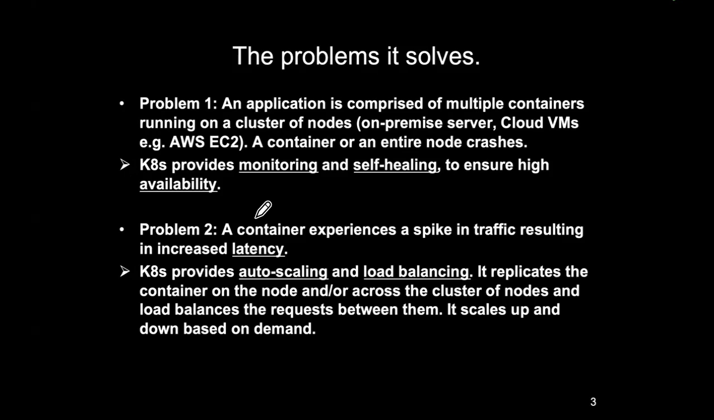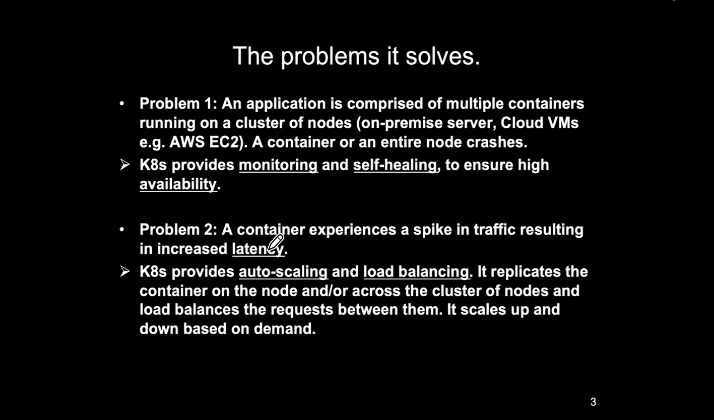Problem number two, we're saying here that a container experiences a spike in traffic. So for whatever reason, there is a large volume of traffic targeting a particular container. A large volume of users are currently using a particular application. So the container or containers that are dealing with those user requests are going to experience performance degradation, and from the user's perspective, they'll experience latency, slowness in response to their requests.